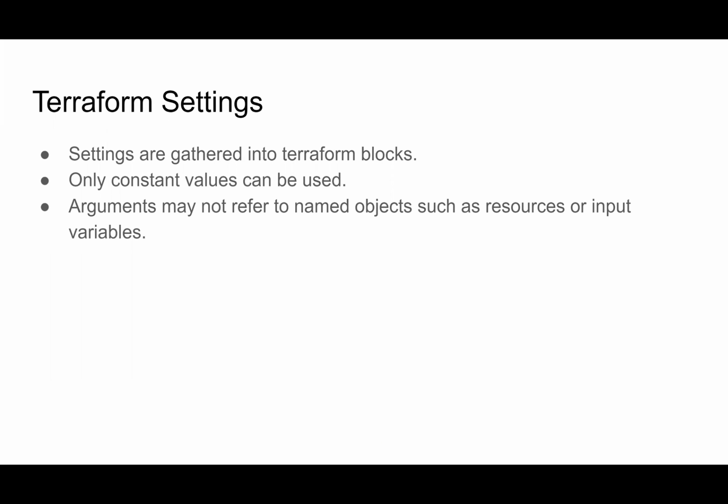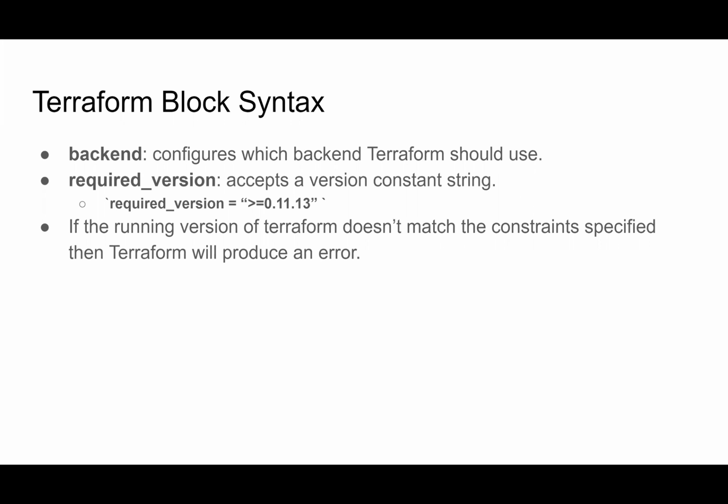Terraform settings are settings that are gathered inside of Terraform blocks. The important thing here is that only constant values can be used. The arguments cannot refer to objects such as resources or input variables. So the syntax uses a backend as a keyword, and that configures the backend that Terraform should use.